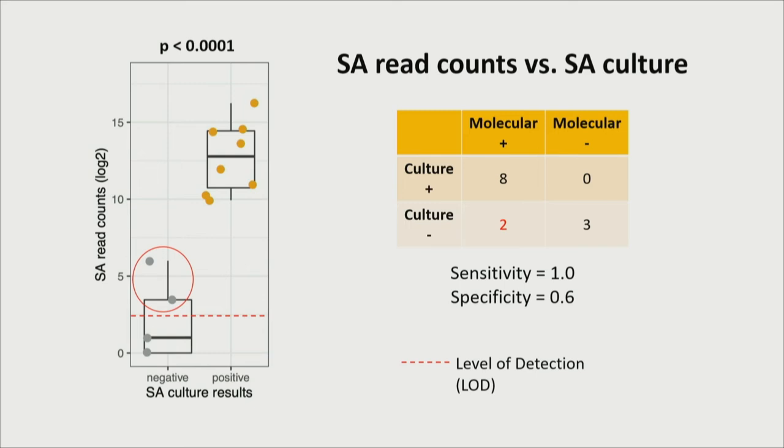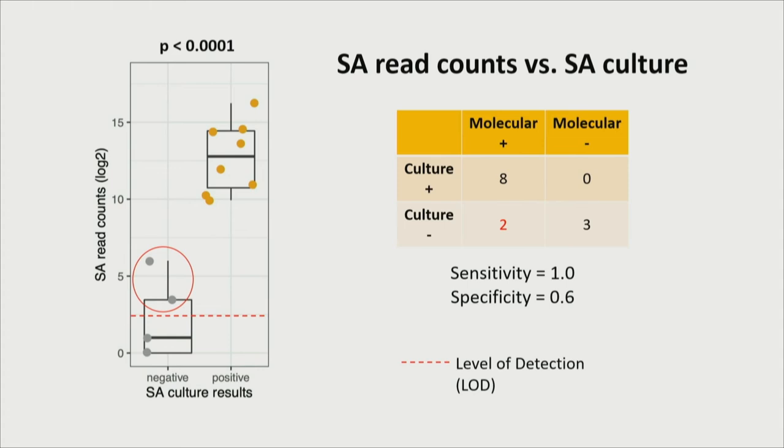A little bit of a different thing happened when it came to staph. So when we looked at staph read counts, on the x-axis, these are patients who had negative cultures in the micro lab for staph, and these had positive cultures in the micro lab for staph. And then these are their staph read counts. And so you can see that we did detect patients who had higher read counts, but then there were two patients above the level of detection who came back negative in the micro lab, but positive on our assay.